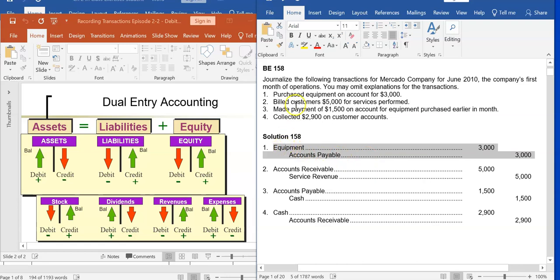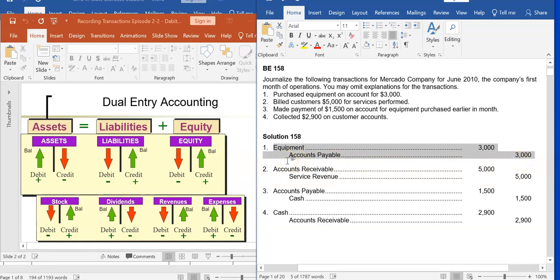Because this company's equipment increased, we know equipment is an asset. Assets have a balance on the debit side. To increase an asset account, we debit it. So we are going to show the account being debited first. We are going to debit it $3,000 for the amount we are increasing it. We are also increasing a liability account, accounts payable. Liability accounts have a credit balance. To increase them, we credit. We are going to credit accounts payable to increase it $3,000.